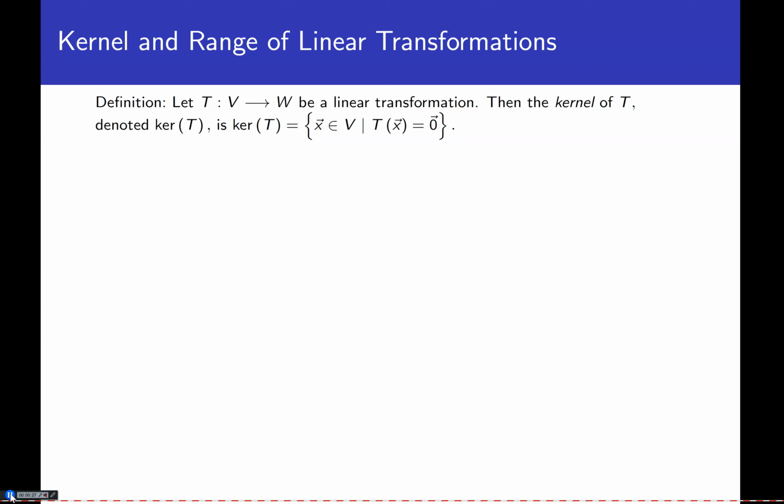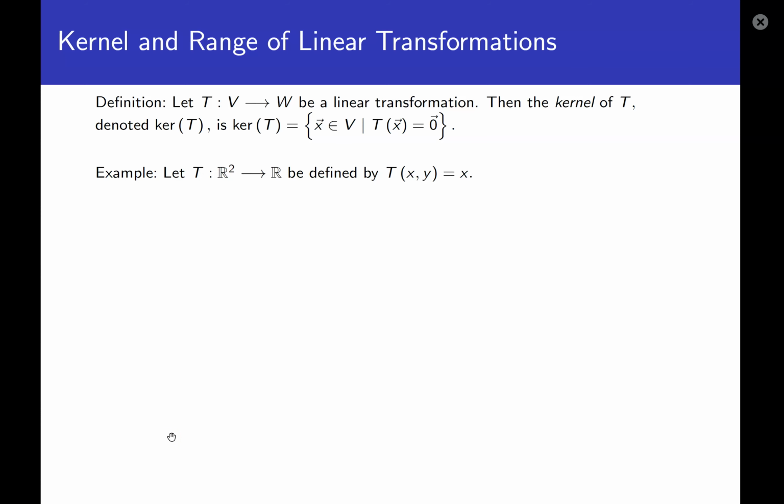So let's do a definition. So we have a linear transformation from V to W, and of course, like always, we're going to assume that V and W here are representing vector spaces. Then the kernel of T, which we write KER of T, but I will always say kernel, is the set of vectors in V, so everything in the domain that maps to 0 in W.